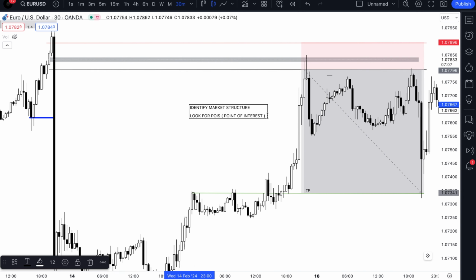Then we look for POIs, points of interest. I'm going to write it again. In our group we trade order blocks and imbalance slash FVG, fair value gaps. So that's your second step.